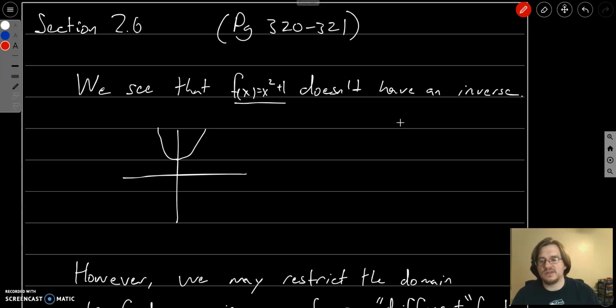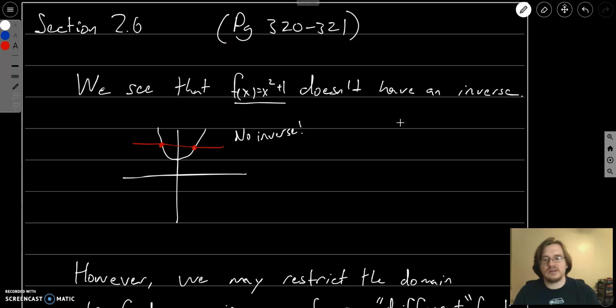There's a couple of ways to do this. The quick way is to graph this and look and go, oh, this horizontal line intersects the function at two different locations. It does not pass the horizontal line test, so it has no inverse.